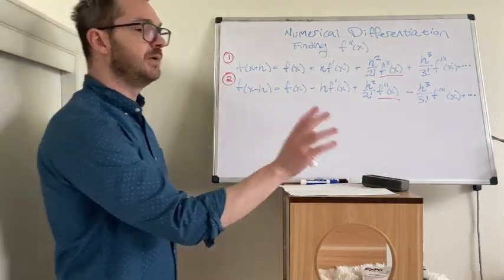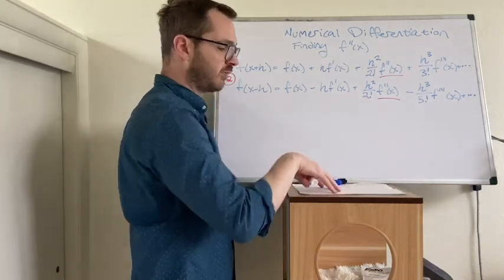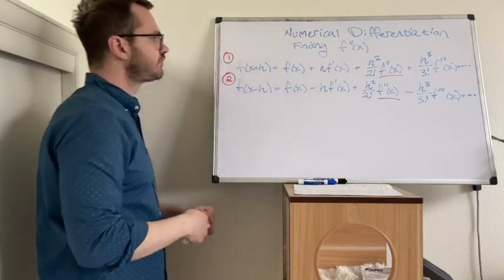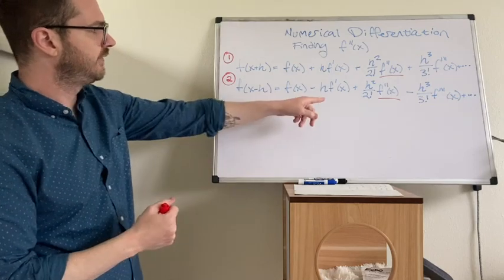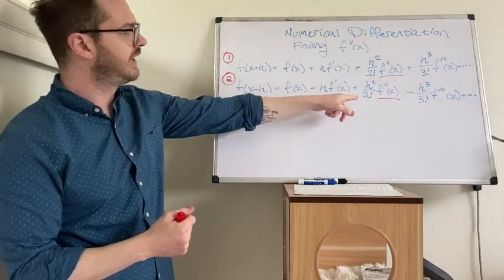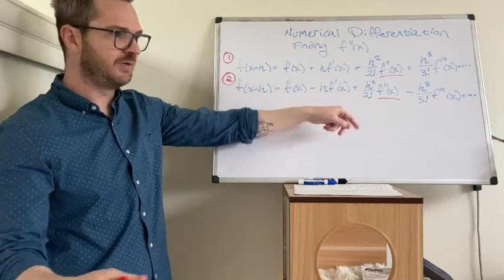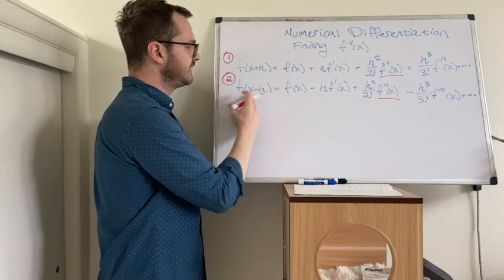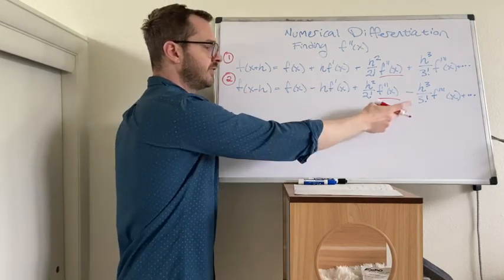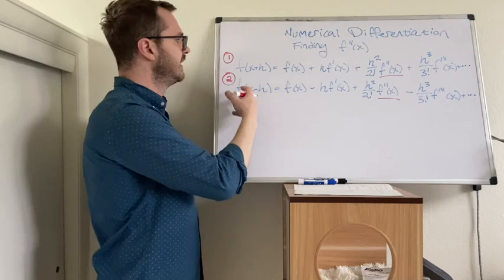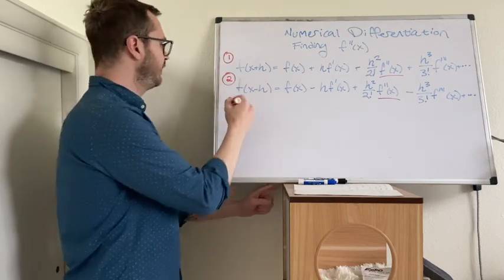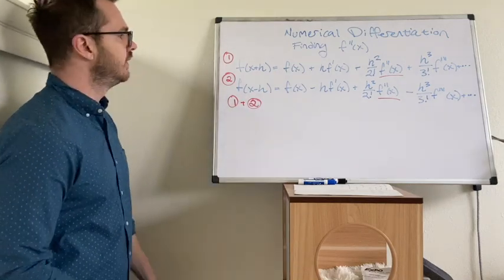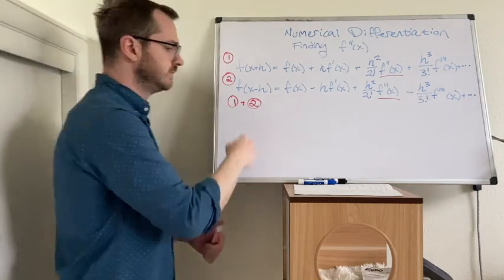So it would be really nice if we could isolate the f double prime and not have an f prime involved. Okay, that means we want f prime to go to 0 and f double prime to not go to 0. So since on the expansion of f of x minus h, these odd term derivatives, they all go negative, what if we just add these two? What if we do 1 plus 2? Okay, let's just do 1 plus 2.